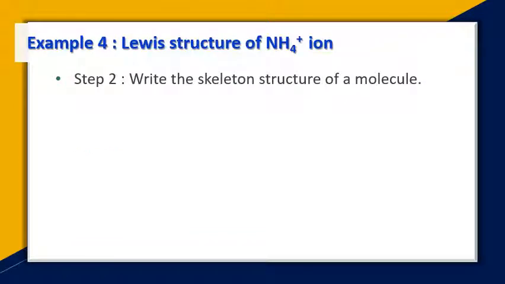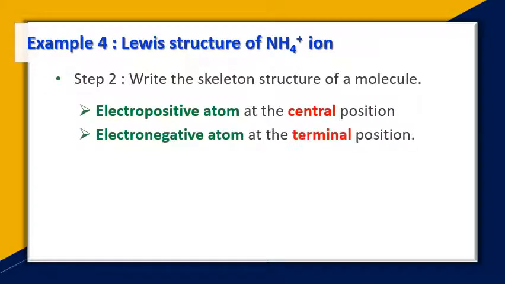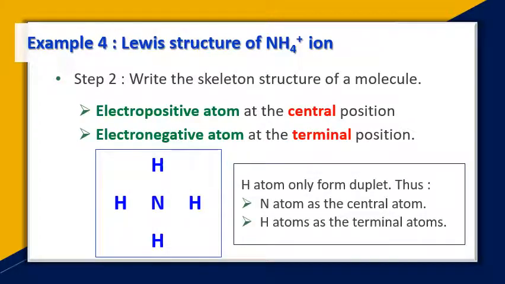The next step is to write the skeleton structure of the molecule. The electropositive atom must be at the central position and the more electronegative atoms will be the terminal positions. So since the hydrogen atom is the more electropositive atom, it should be the central atom. But this is impossible for hydrogen because hydrogen can only form a duplet configuration. Therefore, the nitrogen atom will be the central atom.